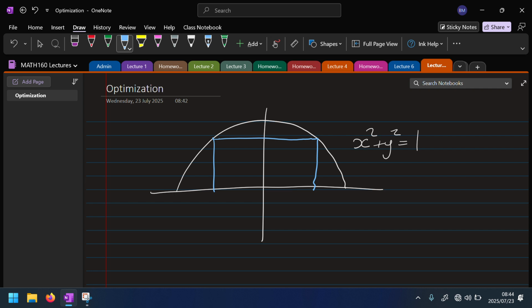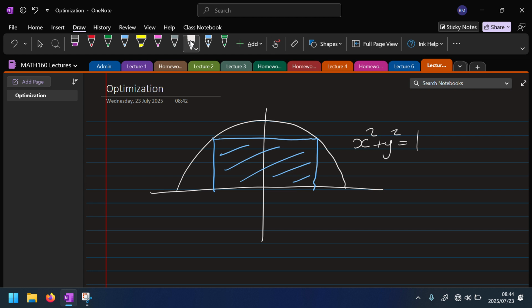So the goal is to find the dimensions of this rectangle that maximize the area. Again, we've got this rectangle, and it must fit within the circle, but have maximum area. Okay, and that's the whole word problem. We need to figure everything out from there. So the first thing is, let's put some coordinates down so we can do some calculations.